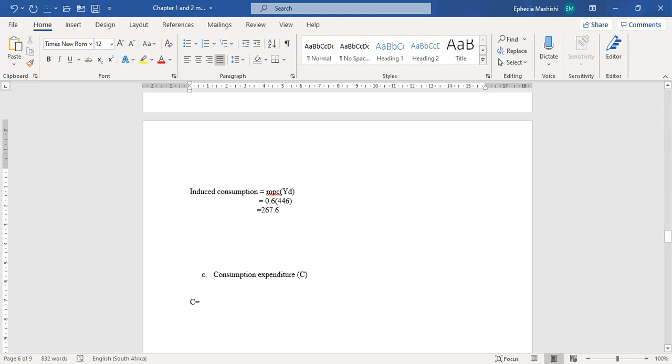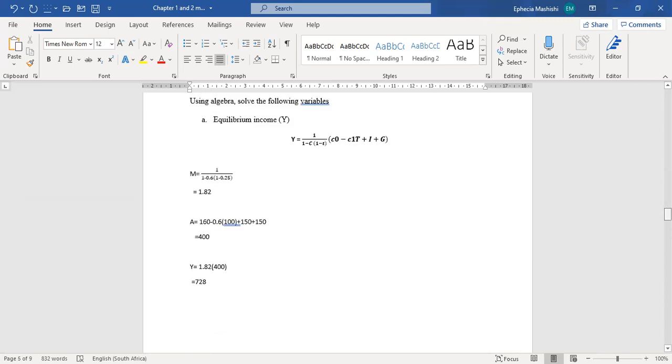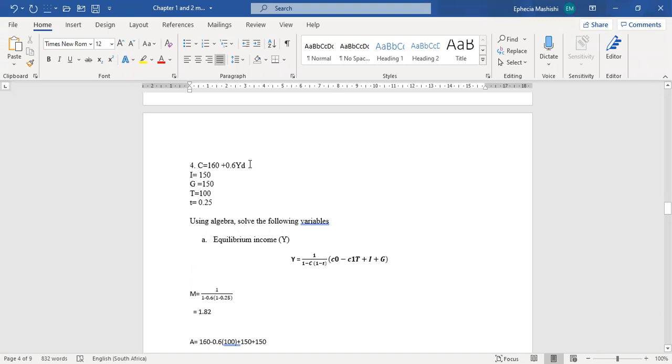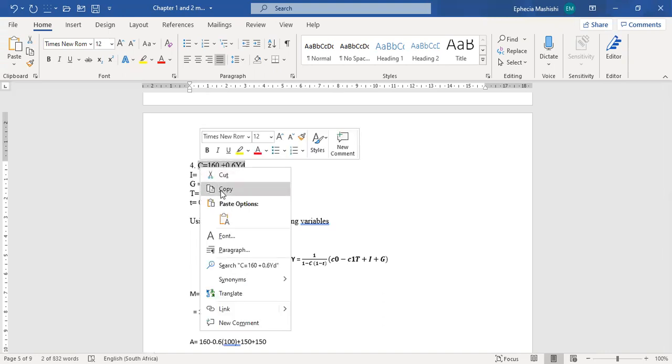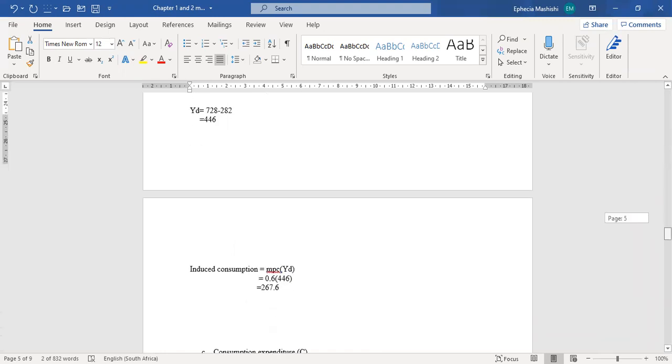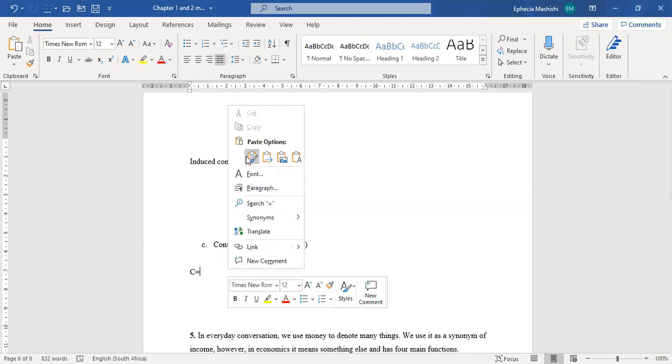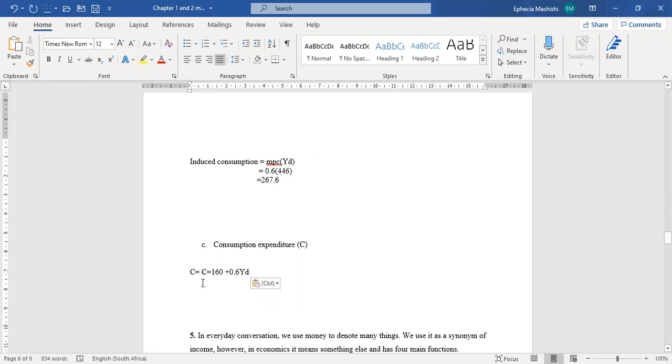Consumption expenditure. So in this question, we were given our consumption expenditure function. But now that we have our disposable income, we can calculate how much consumption expenditure is.